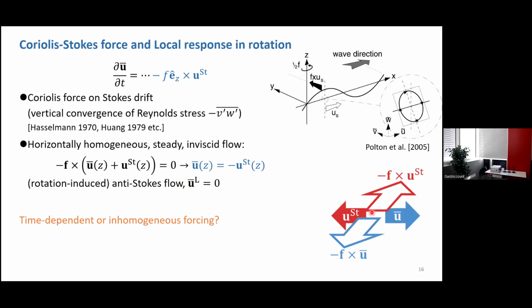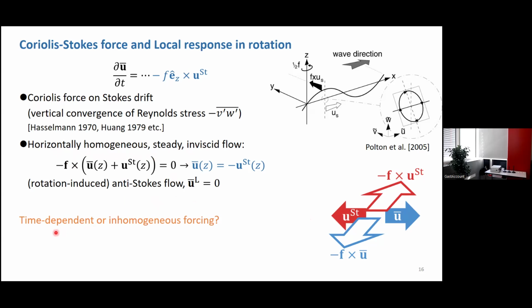The Coriolis-Stokes force acts towards the right of the Stokes velocity. To balance that, the Coriolis force must act in this way, which means that the Eulerian velocity must have the same magnitude and the opposite direction to the Stokes velocity. This is the horizontally homogeneous or steady implicit flow.